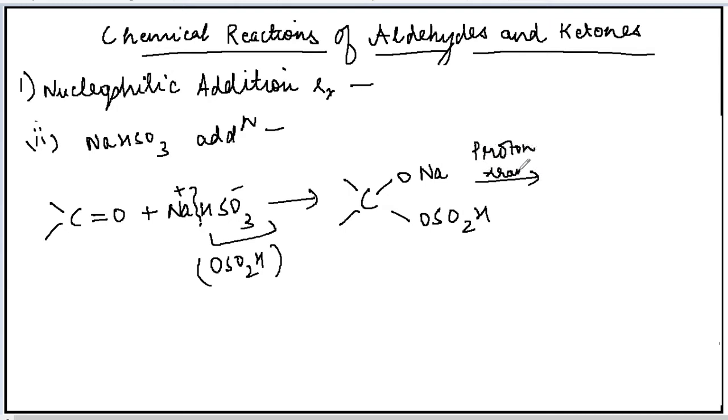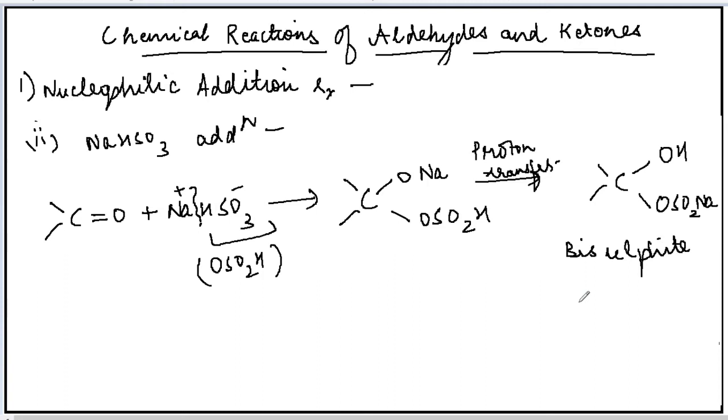Now further there will be proton transfer. As a result of this proton transfer, this bisulfite compound is being formed. So this is how the addition of sodium hydrogen sulfide takes place with aldehyde and ketone.